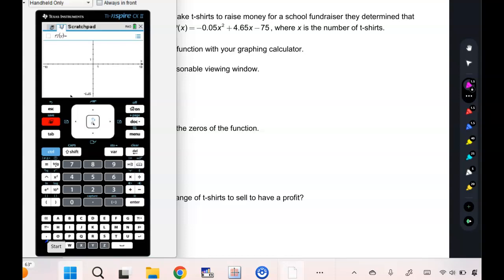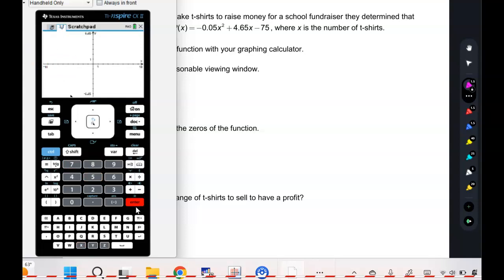Oh, you forgot it. Okay, so we're going to type this in, negative .05x squared. That's dead. Do we need a calculator for the whole thing? Yes. Do you have a charger at home? Yeah, I think so. I'll just leave it in the dark.